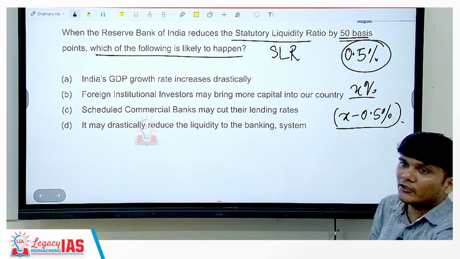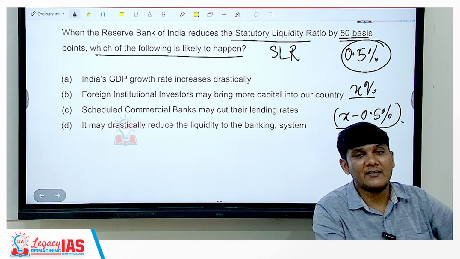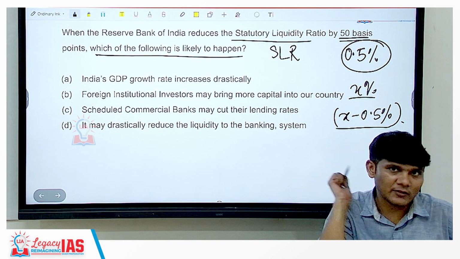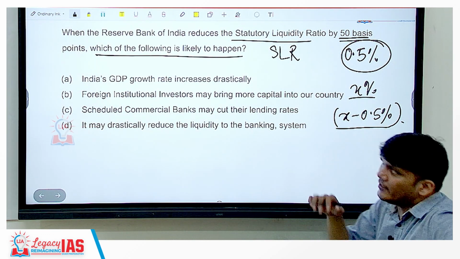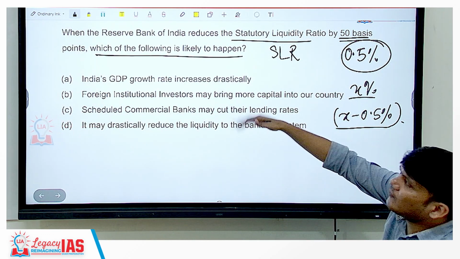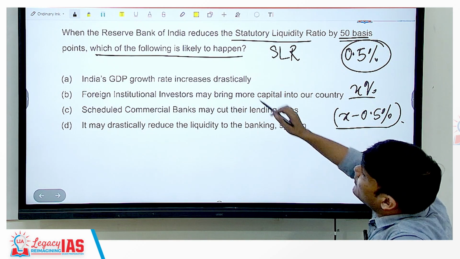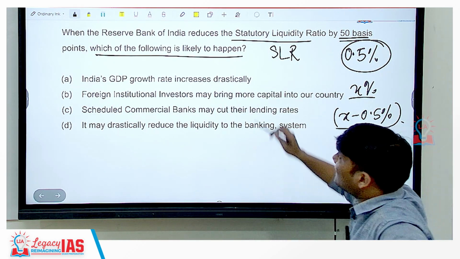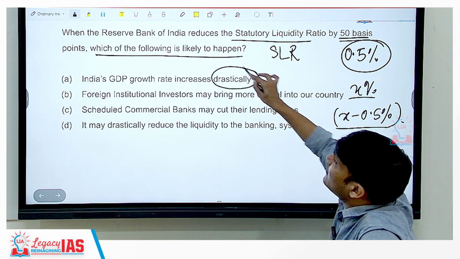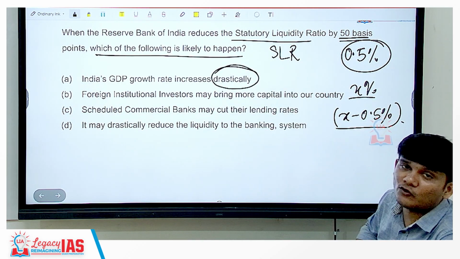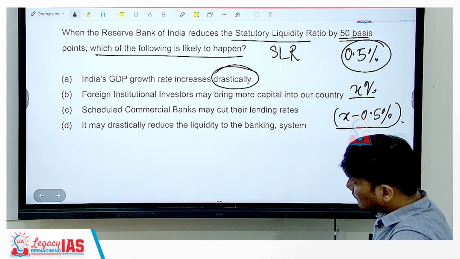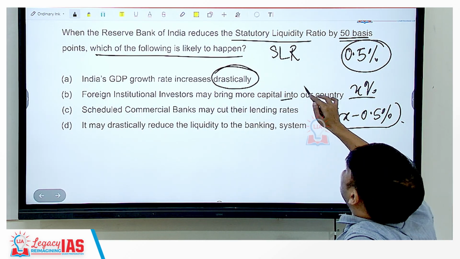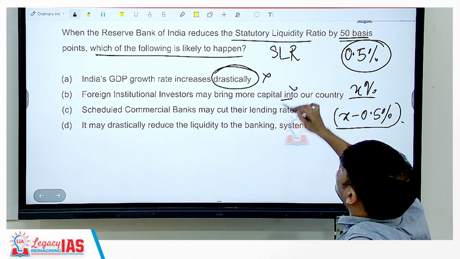So when SLR is reduced, what does that mean? That means the bank will have more money to give out as loans, right? So when the bank has more money to give out as loans, let's see what will happen. India's GDP growth rate increases drastically? Not necessarily. Also guys, in UPSC, whenever there is a use of the word drastically, be very careful. Generally these options would be wrong. Foreign institutional investors may bring more capital into our economy? Not necessarily. So this is wrong.